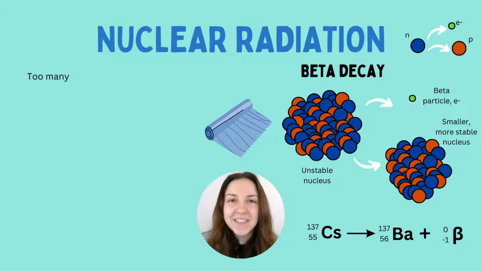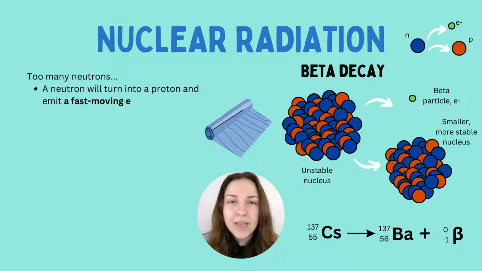So let's talk about the second type of radiation, and this is beta radiation. Beta is actually a fast-moving electron, sometimes called a photon, and it's given the symbol e minus or just the symbol beta from the Greek alphabet.